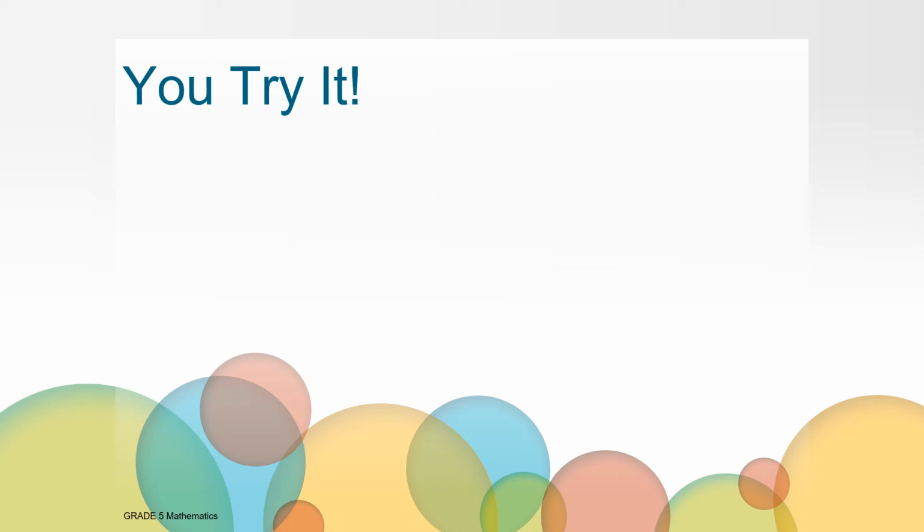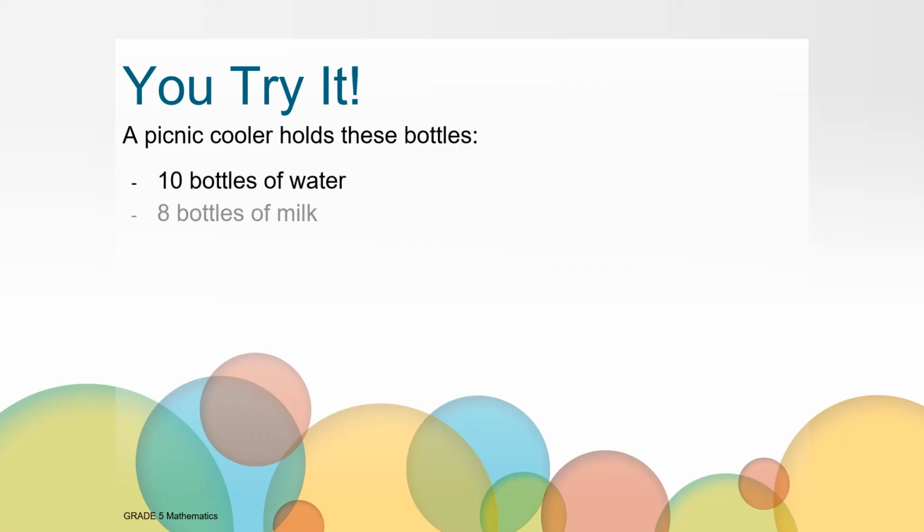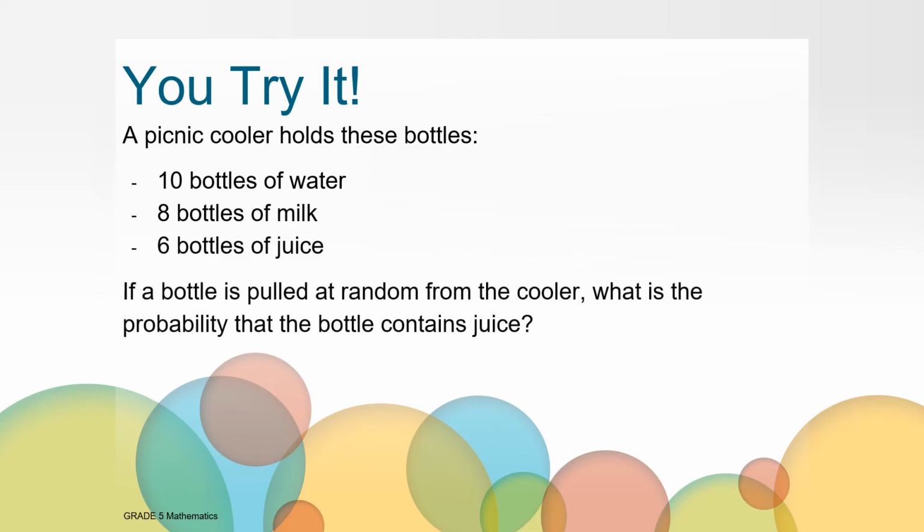Let's try this problem. A picnic cooler holds these bottles: 10 bottles of water, 8 bottles of milk, and 6 bottles of juice. If a bottle is pulled at random from the cooler, what is the probability that the bottle contains juice? What do we know? Well, we know that there are 10 bottles of water, 8 bottles of milk, and 6 bottles of juice. So we can figure out the total of all the bottles in the cooler. If we add up all the bottles, we know that the cooler has 24 bottles.